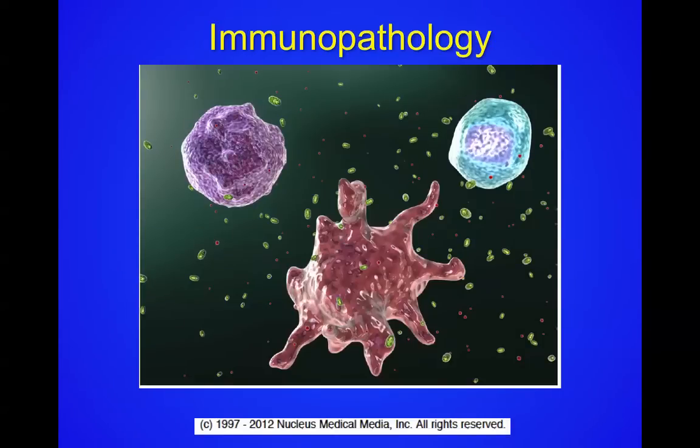Immunopathology. This slide is a medical image of the three main cells of the immune system. The T cell at left, the B cell to the right, and the macrophage center bottom. Notice the multitude of tiny green and red pathogens in the background, how much smaller these cells are compared to the three human cells.